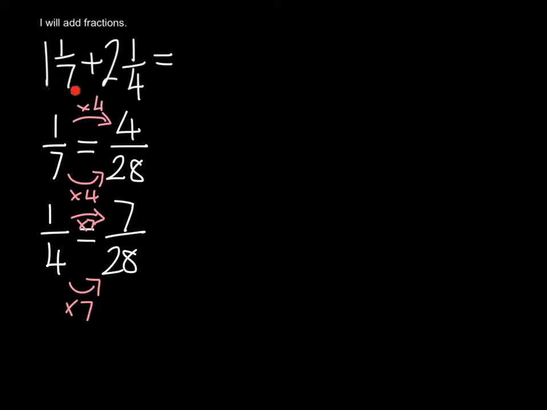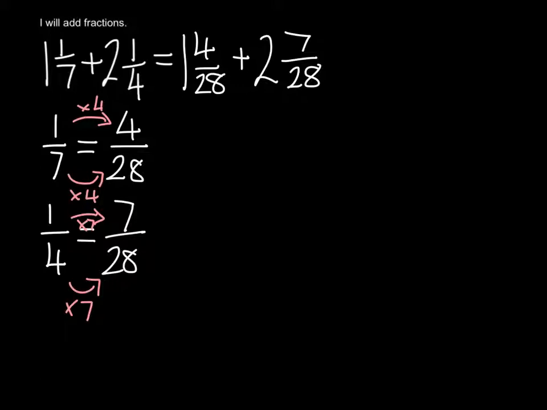1 and 1/7 add 2 and 1/4 is equal to 1 and 4 28ths add 2 and 7 28ths. It's still getting a bit complicated because I've got these whole numbers here. So I'm going to deal with them first. 1 add 2 is 3.